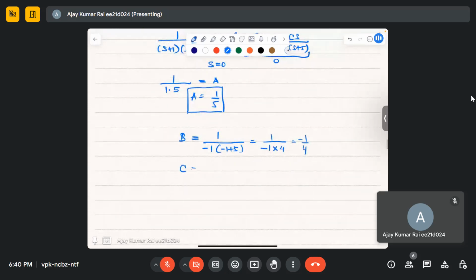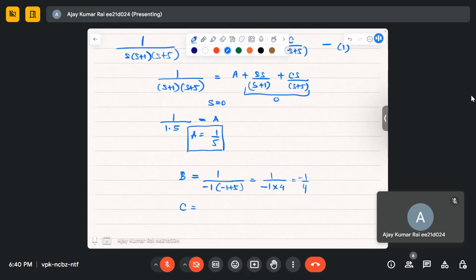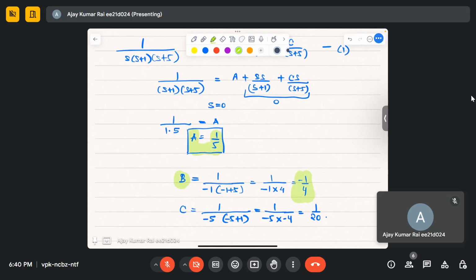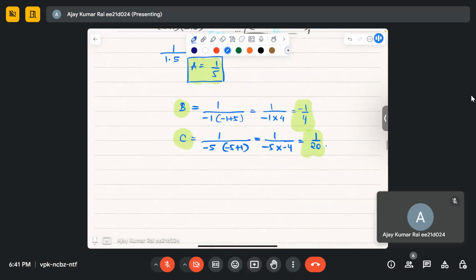Similarly for C, I will multiply both sides with s plus 5, then put s equal to minus 5. Directly I am writing here, minus 5 into minus 5 plus 1, which will be equal to 1 by minus 5 into minus 4, which is plus 1 by 20. So now I have values for A, B, C. I've highlighted those values.